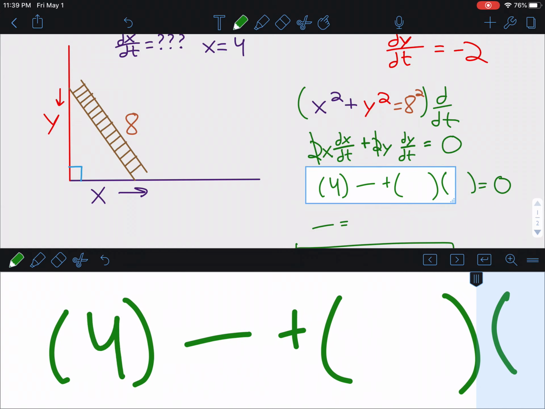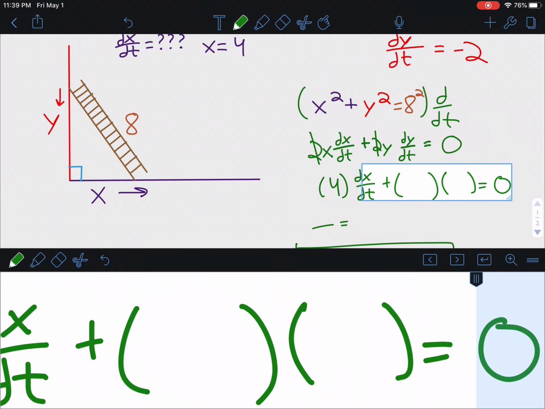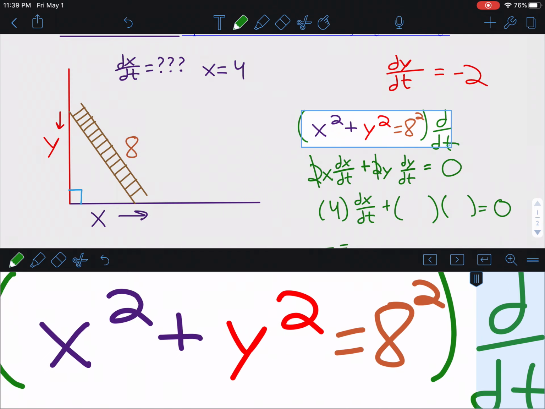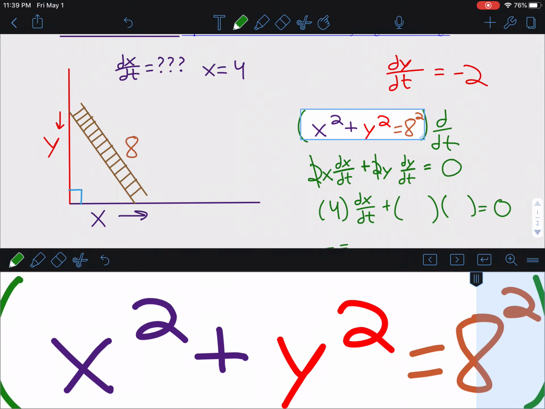So x at this moment is 4. dx/dt is what I'm solving for. y at this moment, I don't know. So again, just like with the last question, you know x is 4. You can plug it into your Pythagorean theorem to solve for y. But again, just like the last question, there's a little shortcut here.